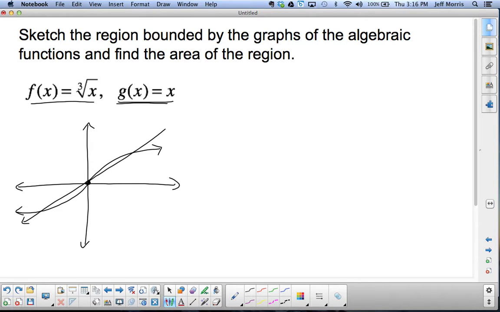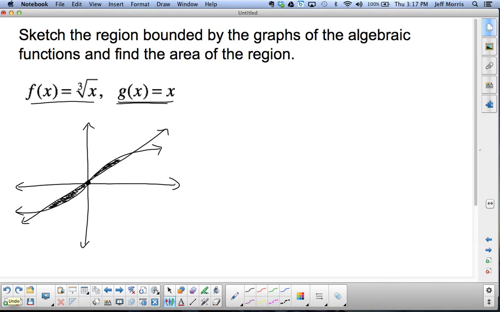Okay? And so you have this line, and you have this curve, and then I want to find the area bounded by the graphs of these two functions, which gives us an enclosed area, and we're looking for the area of that enclosed region, which would be this section here. Okay? And then this section here.